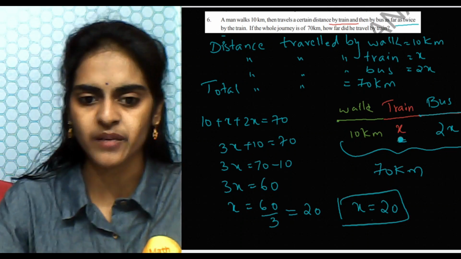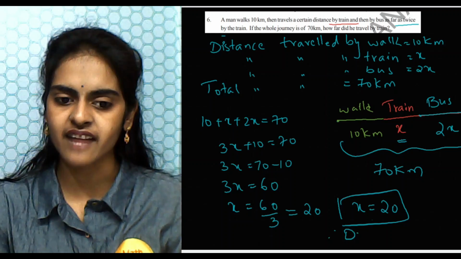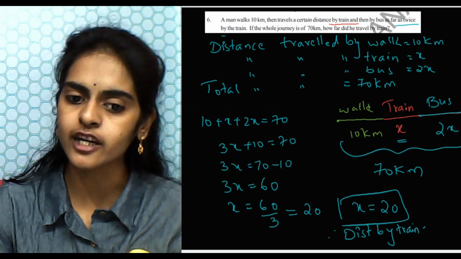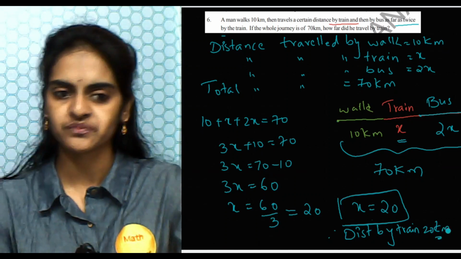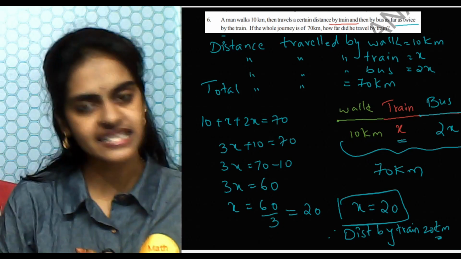So x is nothing but the distance traveled by train, isn't it? Therefore the distance traveled by train is 20 kilometers. Clear? So with this we shall end this class for now.